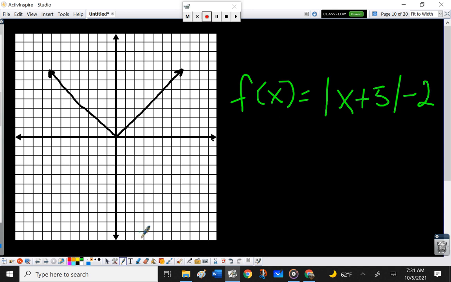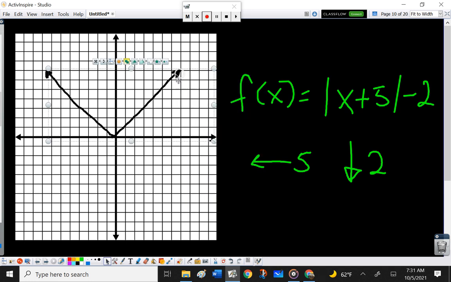The answer for this, first of all, since the plus 5 is inside the absolute value, I'm going to go to the left 5 units. The minus 2 is outside. That tells me I'm going to go down 2 units. So let's grab my graph. And let's go 1, 2, 3, 4, 5 to the left, and 1, 2, down 2 units.